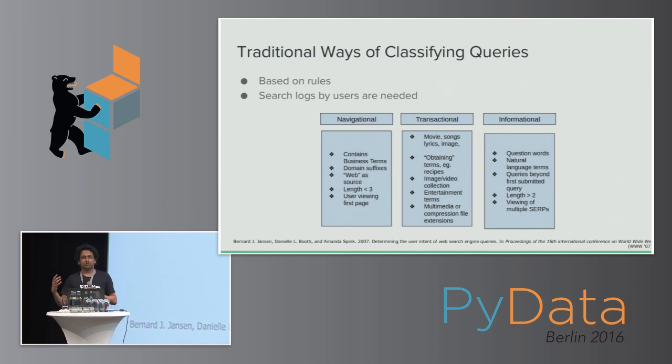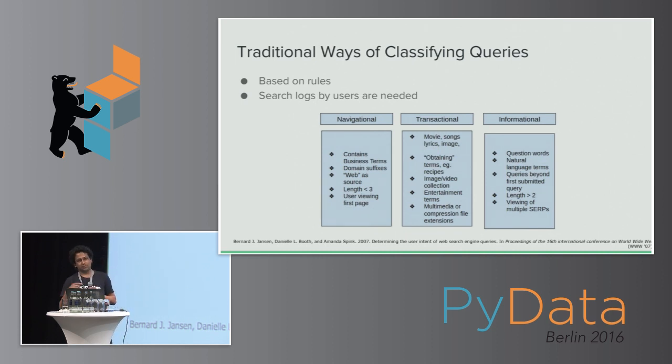So what was the traditional way of classifying these queries? Based on rules. Everything was based on rules, and they needed user search logs. So you're looking for something, and you didn't like the query or the results, so you come back, and these search logs are analyzed by the researchers that I have mentioned here at the bottom. You can check out this paper. It's a very nice paper.